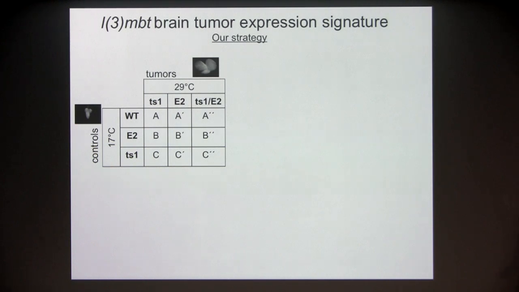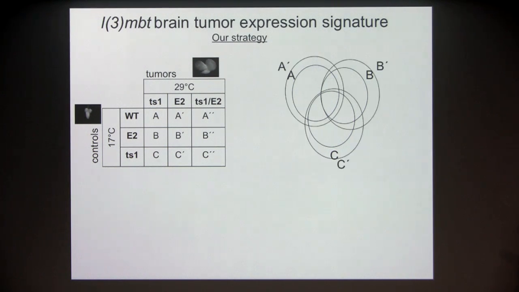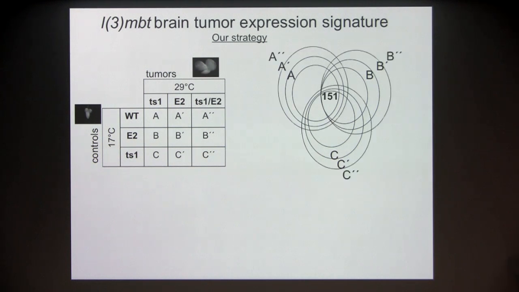So just to extract the list that is most important for the MBT tumoral growth, we had a strategy for how to deal with this huge amount of data. For example, we take the MBT mutant that is growing at 29, which is tumoral, and compare it to each of the controls which we have. We call these comparisons A, B, and C, and so forth. Then we take the gene list which is common between A, B, and C, and compare it to A prime, B prime, and C prime. This is another tumor, another allele of the MBT, compared to all of its controls, and the same for the transallelic combination, which is compared to all of its controls.